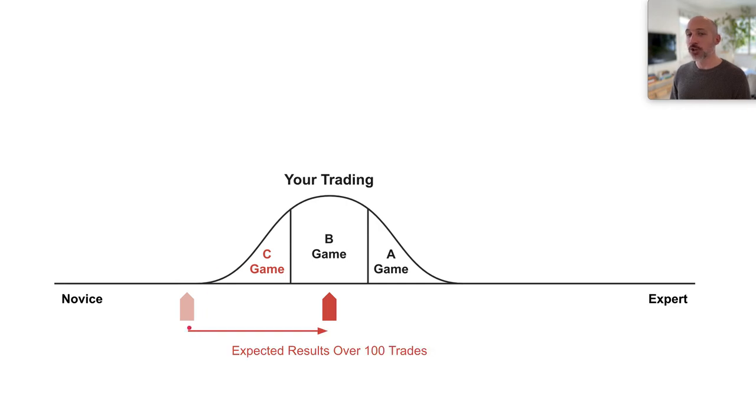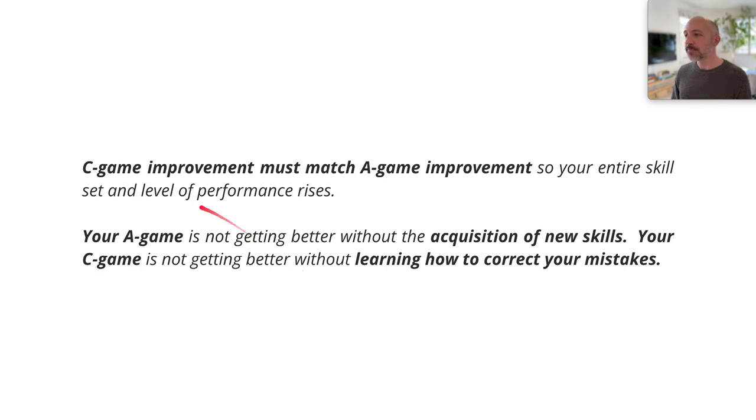This is how you get material movement. This is how you escape intermediate purgatory. This is how you unlock your next level of trading that you know exists in you, that you just haven't seemed to be able to unlock no matter how much study and hard work and meditation and exercise you do. Okay? C game improvement must match A game improvement, so your entire skill set and level of performance rises.